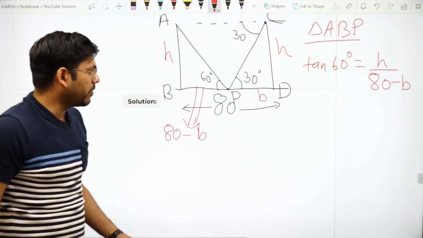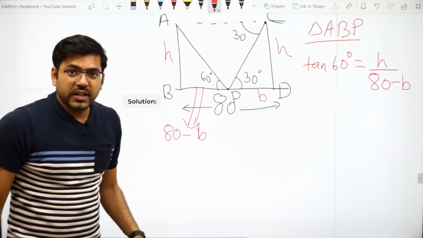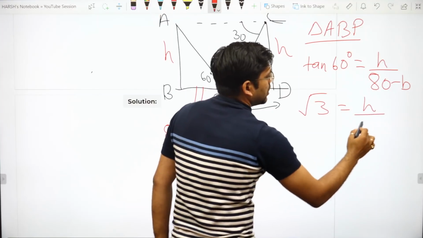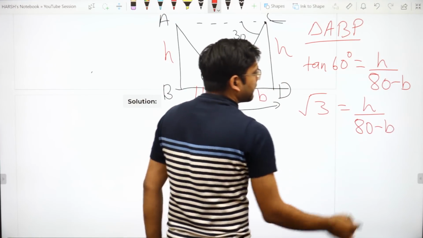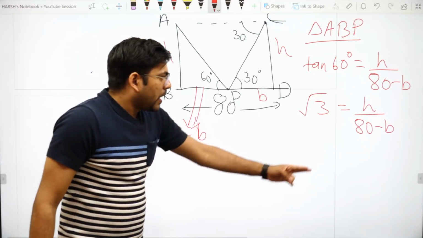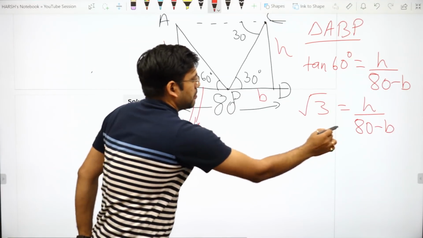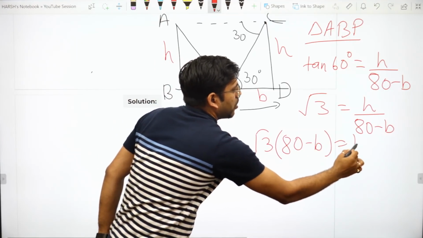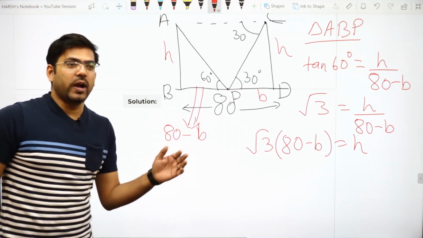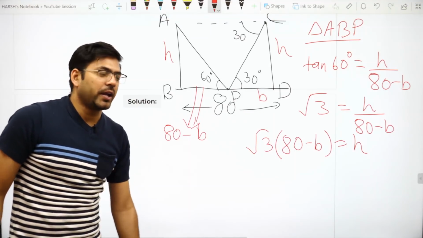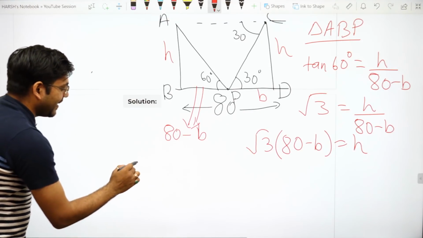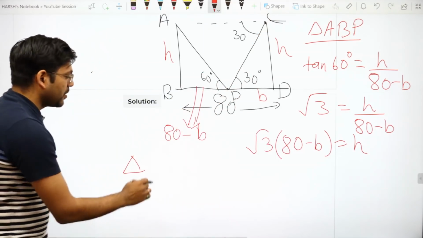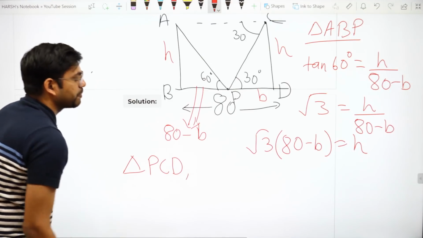Okay. Now everyone please pay attention. Tan 60 is root 3, isn't it? So I am writing root 3 is equal to H upon 80 minus B. Now I will just cross multiply it. It is root 3 times 80 minus B, and we have got the value of H. Now this is triangle PCD.